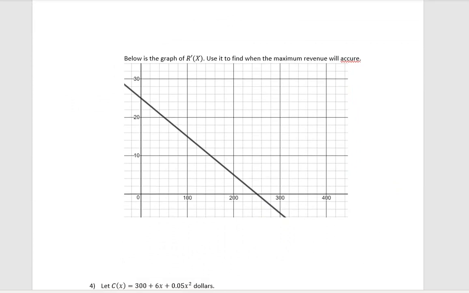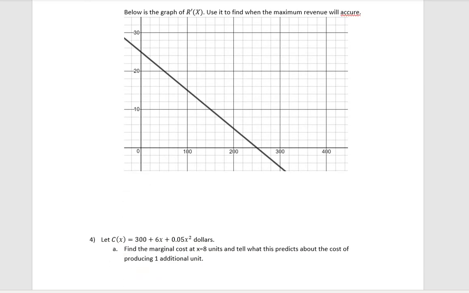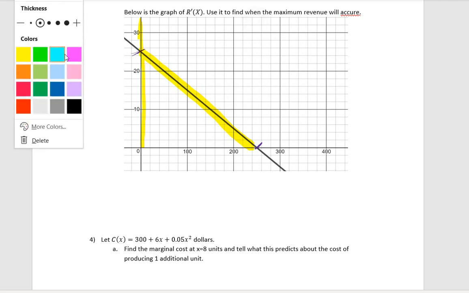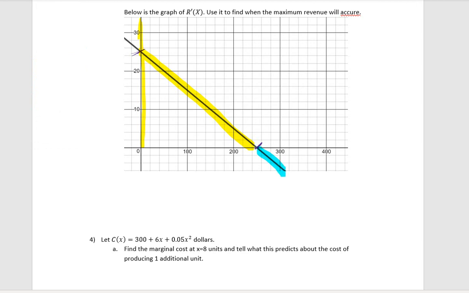Now, we look at the graph of R prime below and use this to find the maximum and when it will occur. We're going to have a positive R prime value, because remember, the y-axis is our R prime, between 0 until we hit 250. After that, we dip below the x-axis, which means that our R prime value is going to be negative. So what we see is that the number of units we sell to maximize is still going to be 250.